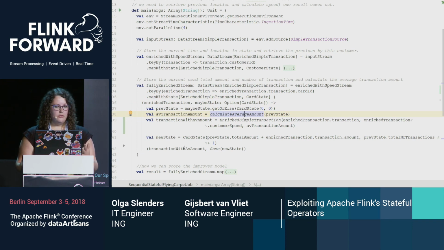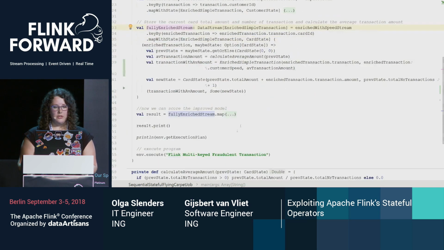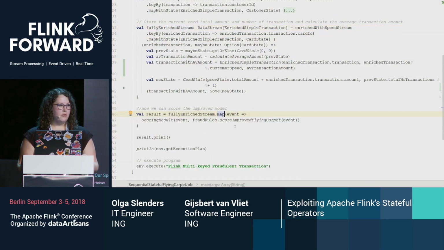And then we are producing, again, a transaction enriched not only with speed, which has been done before, but also with the average amount. This fully enriched stream with all the information that we need to do our improved model scoring, we send into a map and score again. And that's basically it. Not very different from the previous job, just one more step and one more key.